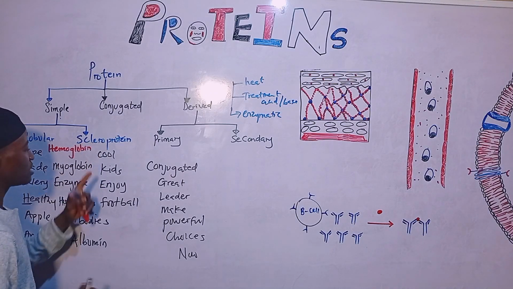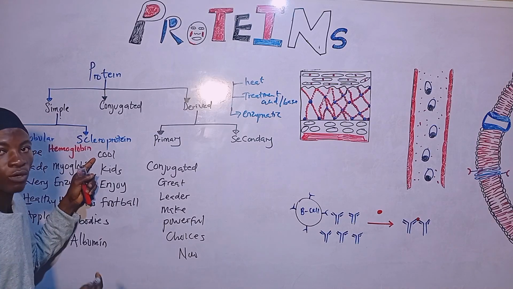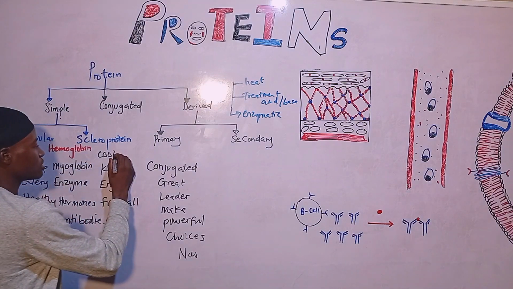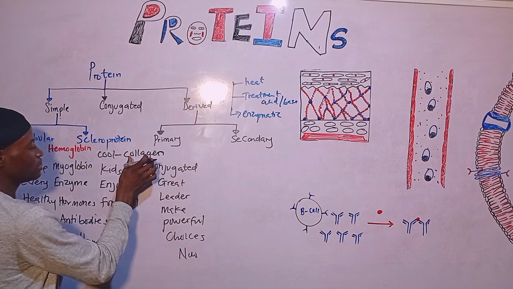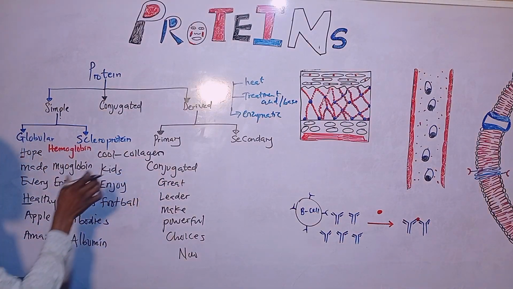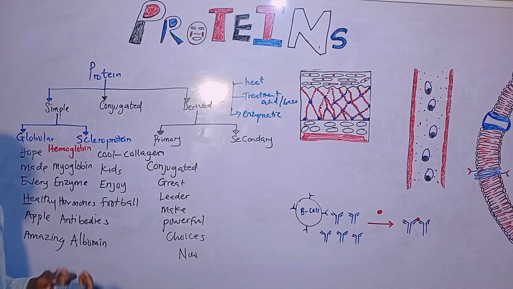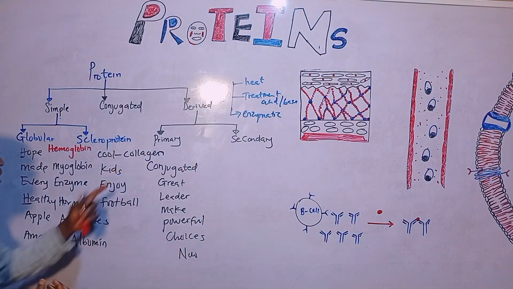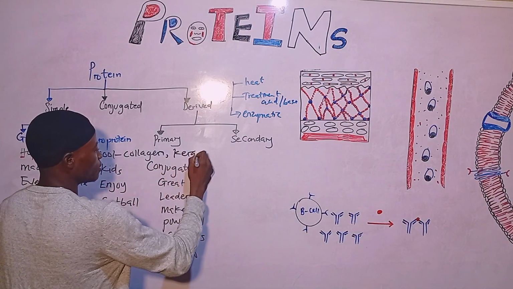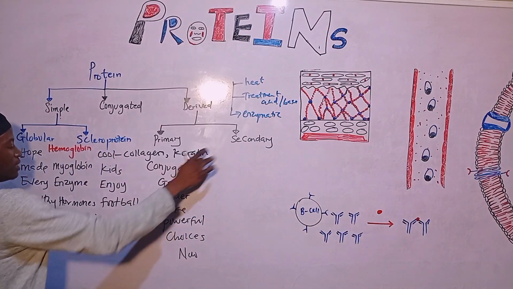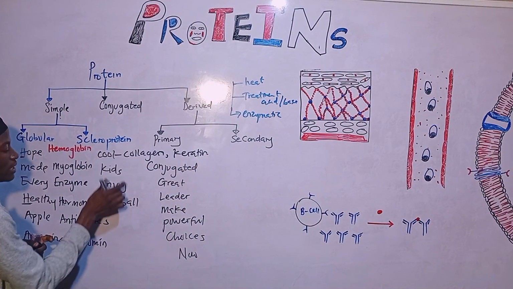Then the next one, under scleroprotein, it's very simple. "Cool," from the word cool, is collagen. Don't forget that collagen forms structural protein. It gives support and helps to support body tissue. We have collagen. We have "Kids," which is keratin. Kids, keratin.